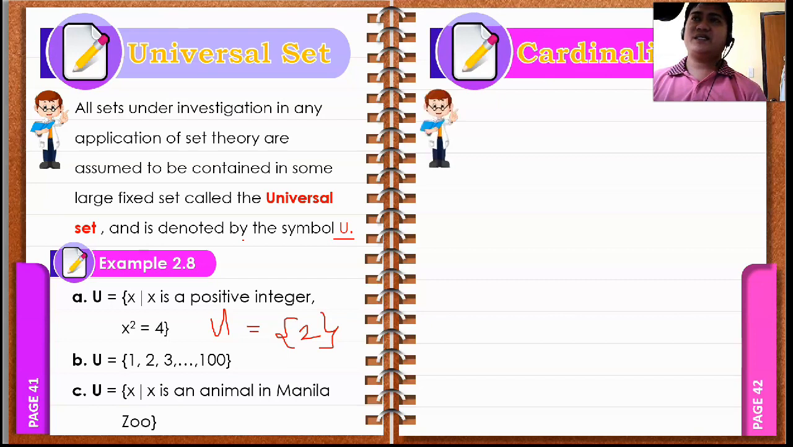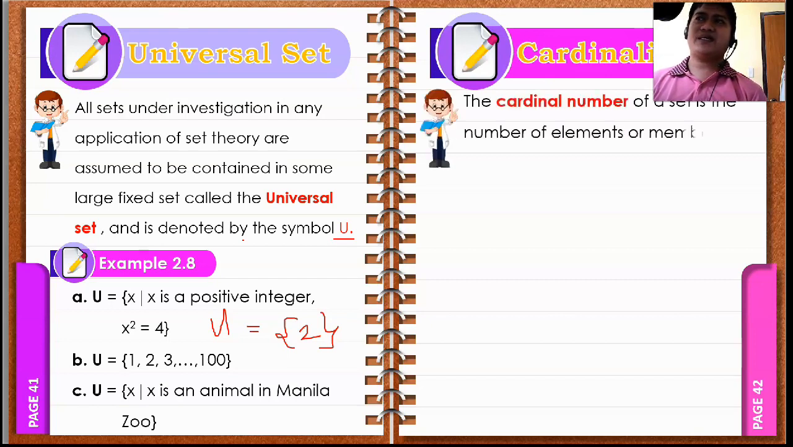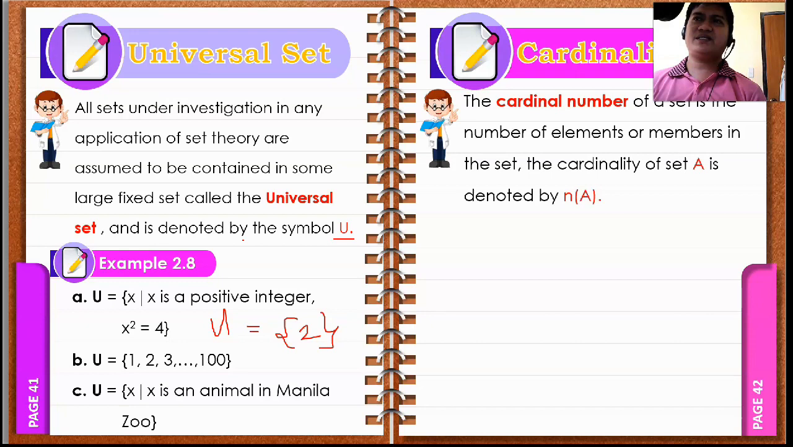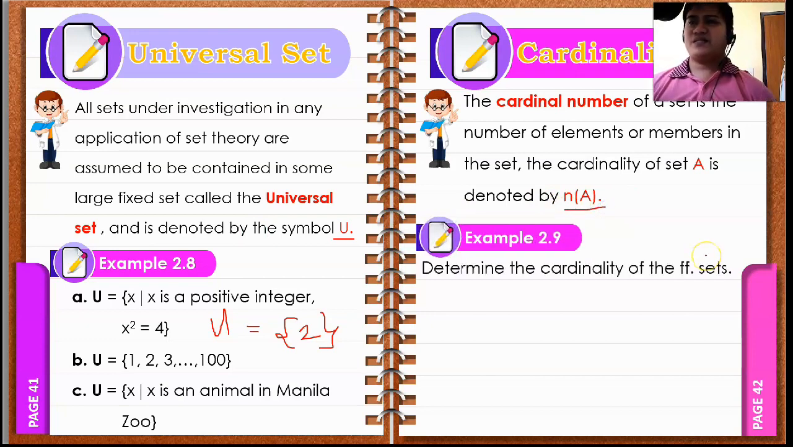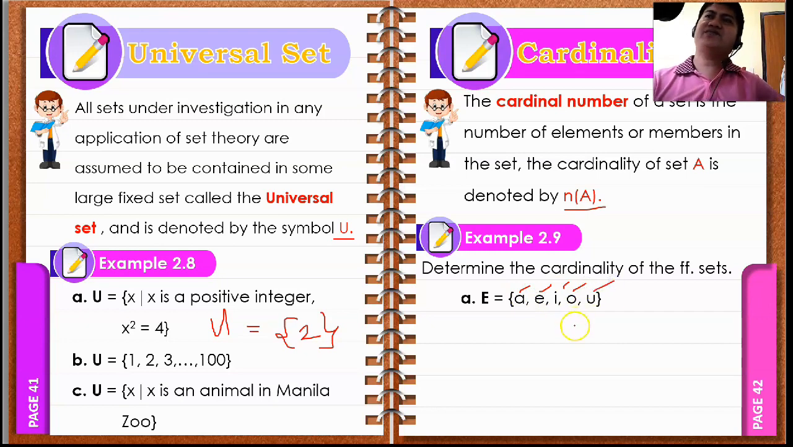When we say cardinality, the cardinality number of a set is the number of elements or members in the set. The cardinality of set A is denoted by this symbol. Let's have an example. Determine the cardinality of the following sets. Given set E, we have A, E, I, O, U. In this case, we have 1, 2, 3, 4, 5. Just count the number of elements in the given set. Therefore, the cardinality of set E is 5.